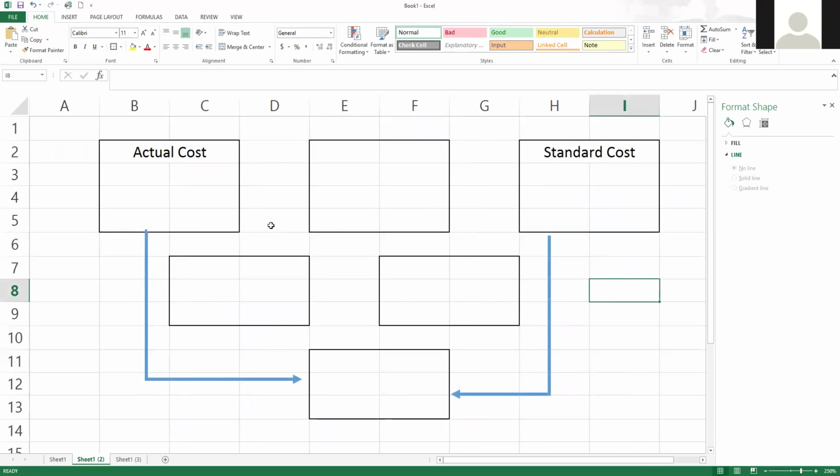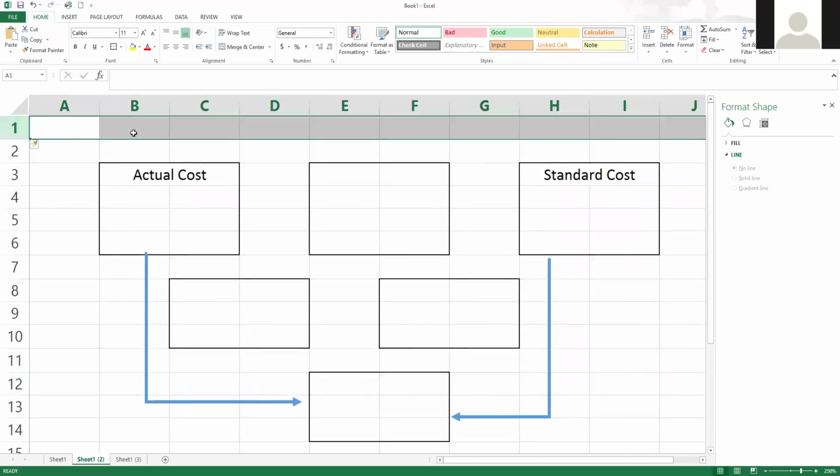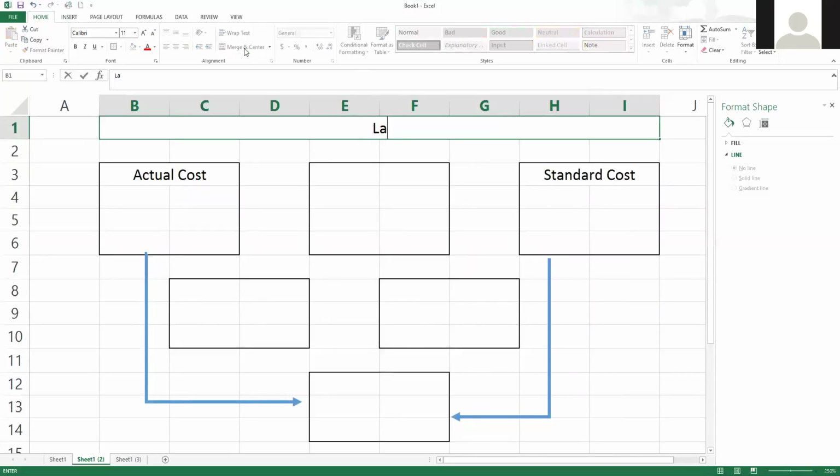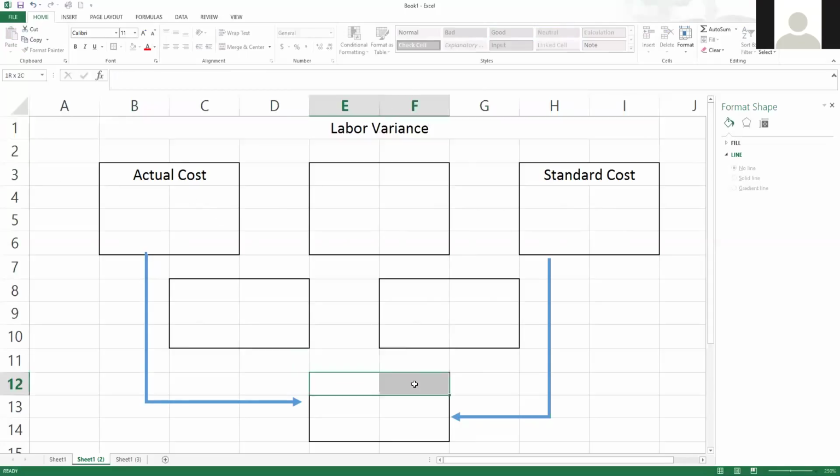Start with the same kind of spreadsheet we were using before. We'll call this labor variances instead of materials variances. And again, we're going to compare actual and standard and come up with the total labor variance. Oh, we're going to find a problem to do this with.